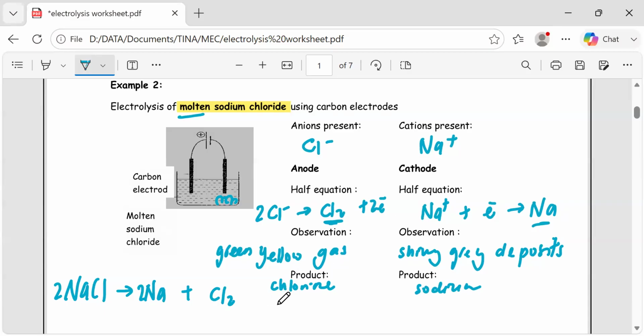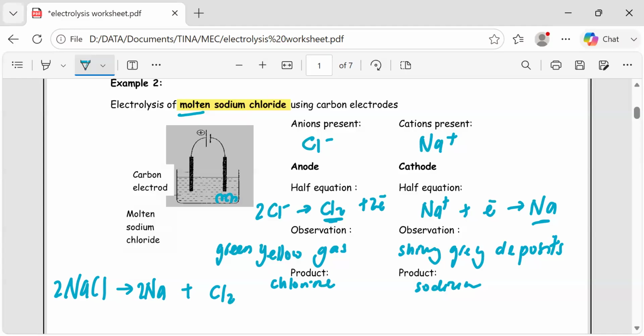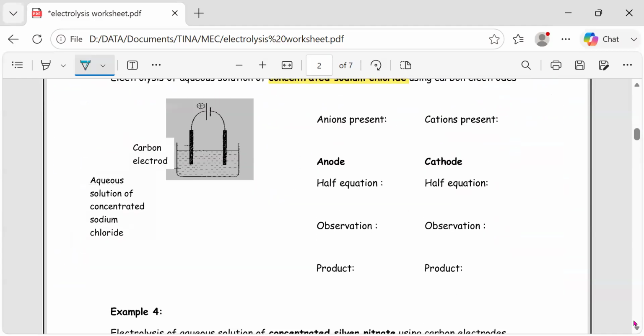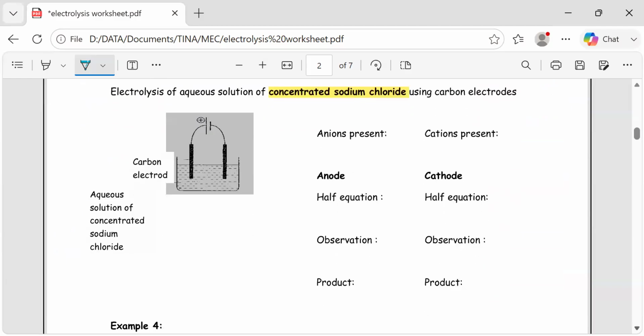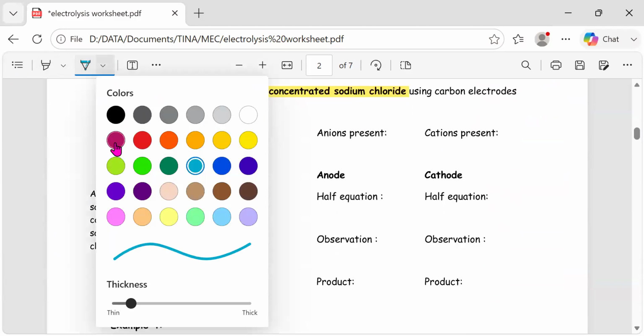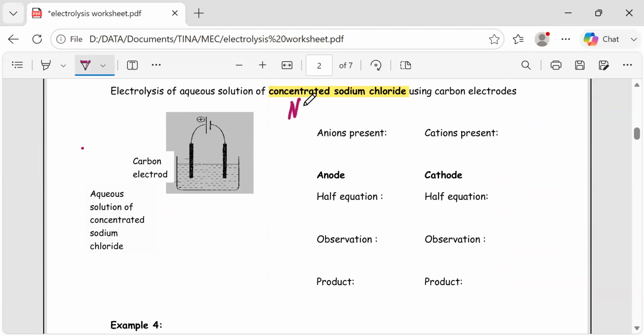Okay, you understand? Can? Jonathan? Jai, you okay? Alright, last one. Example 3. Concentrated sodium chloride. So concentrated will be the same as diluted. You will have sodium, chloride, and water.